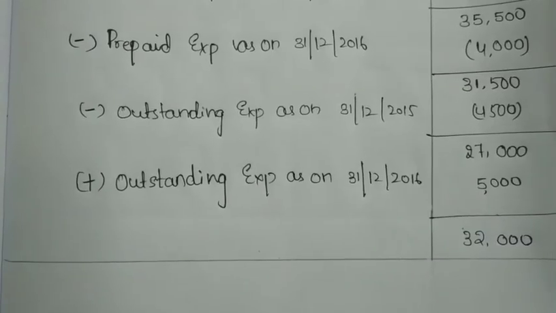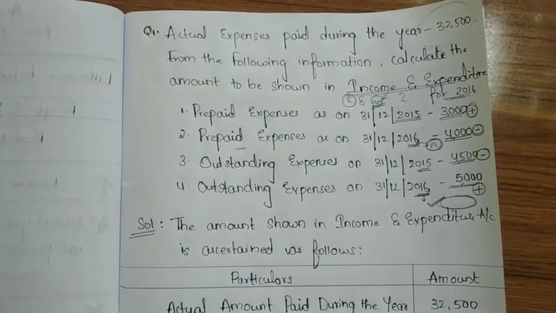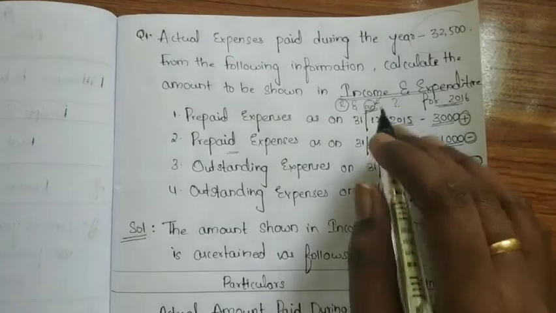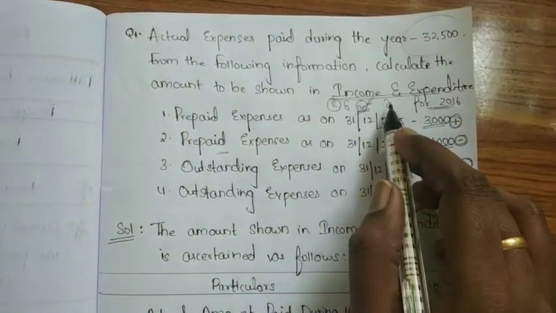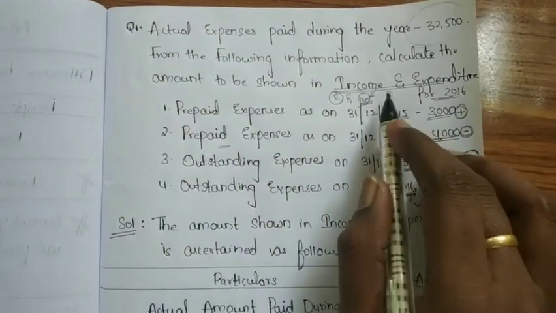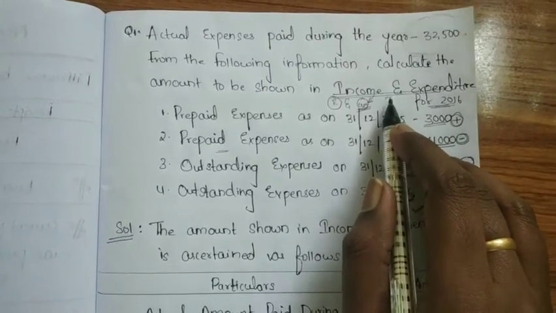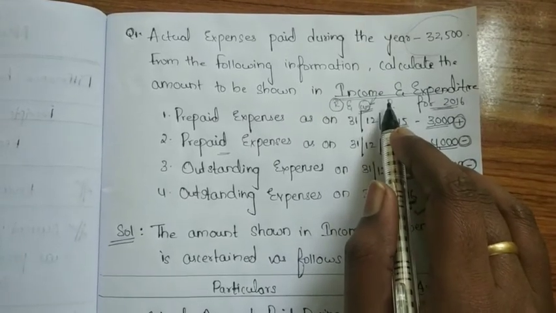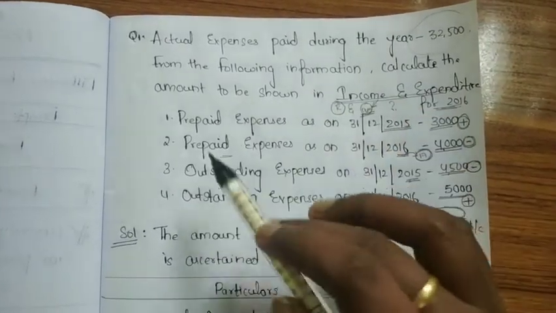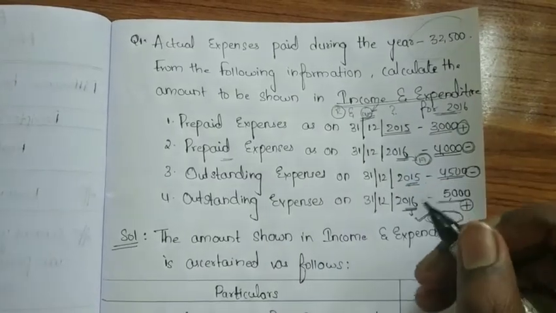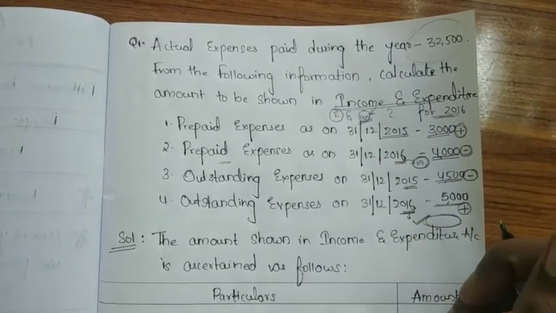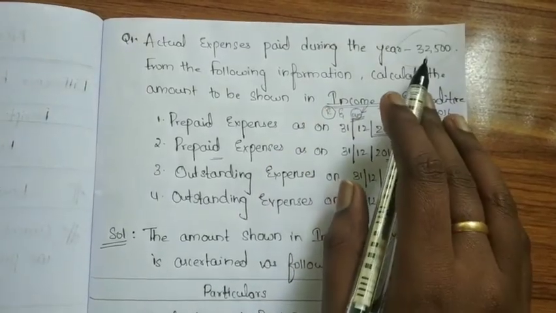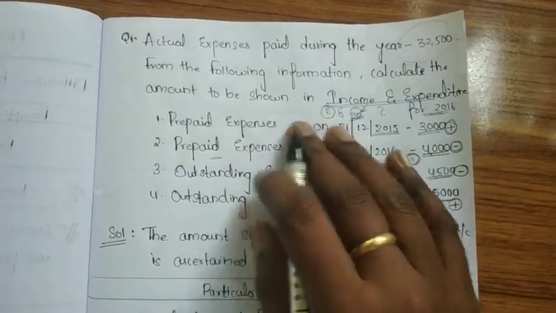So this is how we have to do it. So see the question again. What they are asking is: what is the amount to be taken under income and expenditure account. So what is the rule? What is the provision? We have to take only the current year expenditure and current year income under income and expenditure account. So they gave some adjustments and they are asking what is the amount to be considered under income and expenditure account. See, what is the question they gave? The amount paid during the year they gave as 32,500 and they also gave the following information.